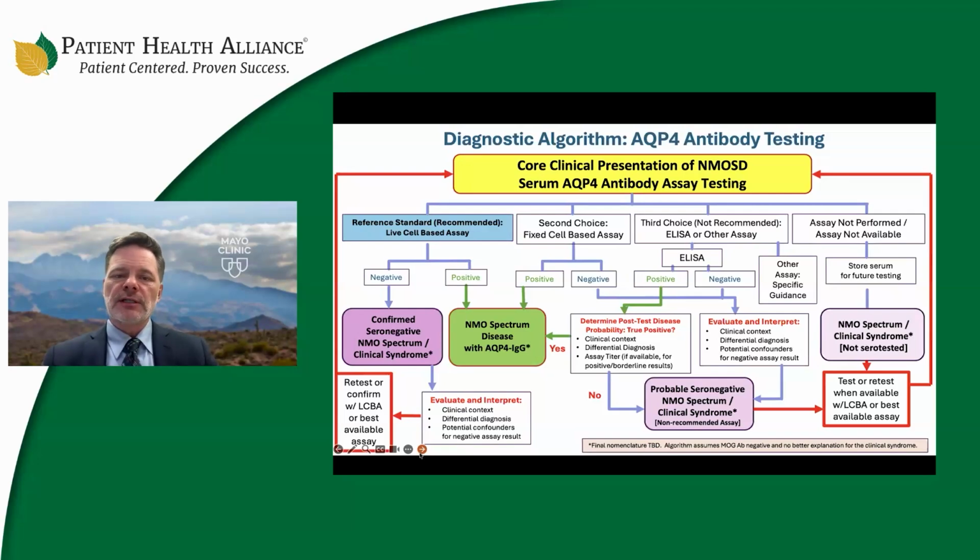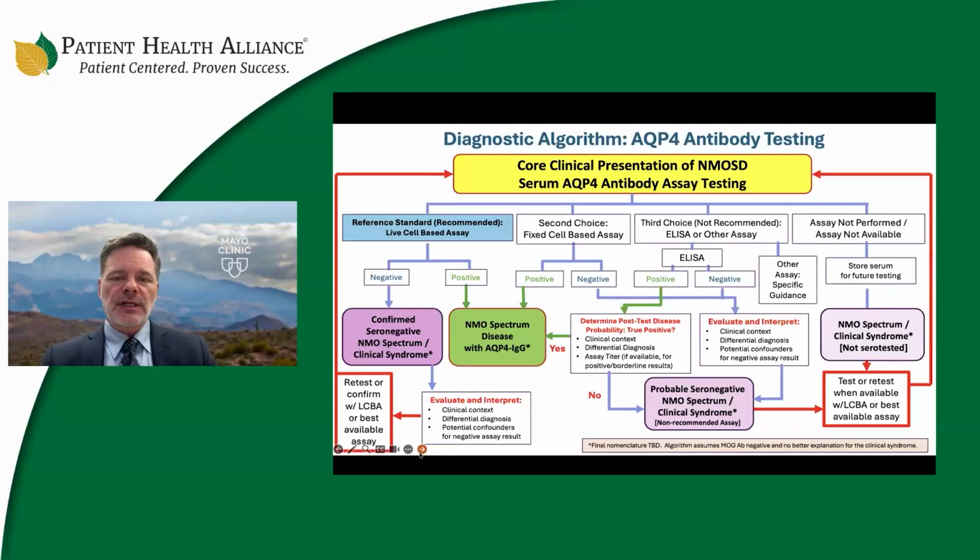But really, to simplify it, I would just state the following. If using anything other than the live cell-based assay, one needs to carefully consider the clinical context, the pretest probability of NMO, the differential diagnosis, and any potential confounders. I mentioned earlier that a fixed cell-based assay, when positive in the right context, is essentially equivalent to a live cell-based assay for a positive result. A negative result, however, is less clear.